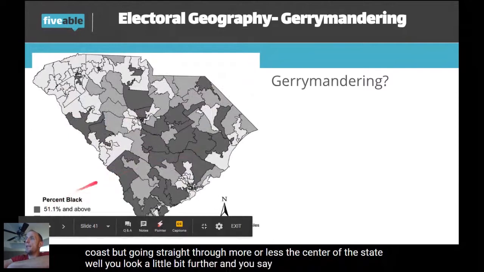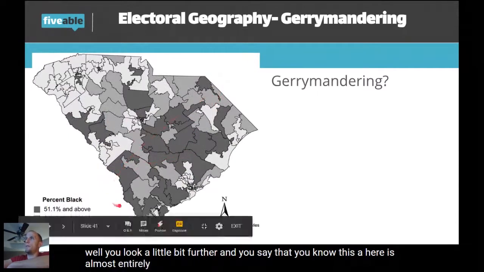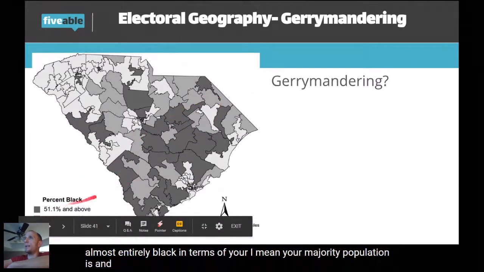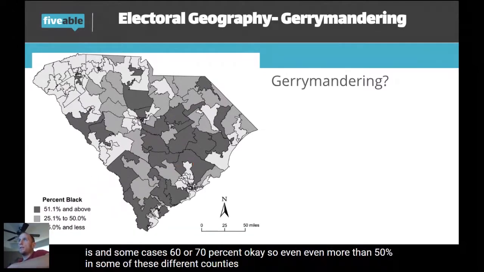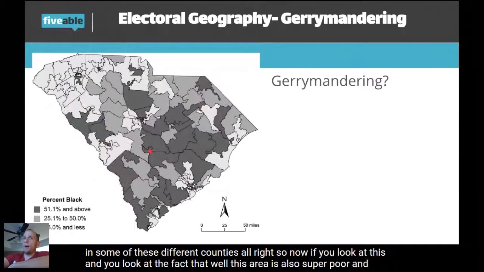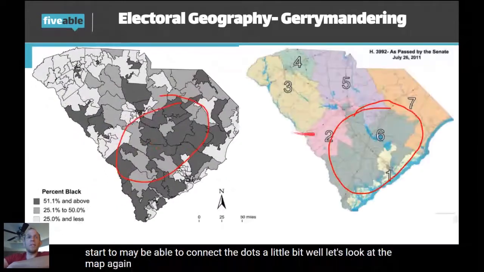If you look a little bit further, this area is almost entirely Black, in terms of your majority population, in some cases 60 or 70%. So even more than 50% in some of these different counties. Now, if you look at this and the fact that this area is also super poor, you start to be able to connect the dots a little bit. Let's look at the map again.